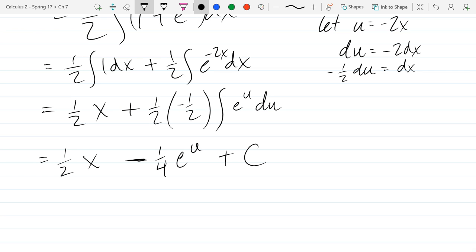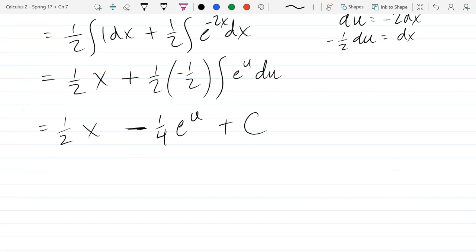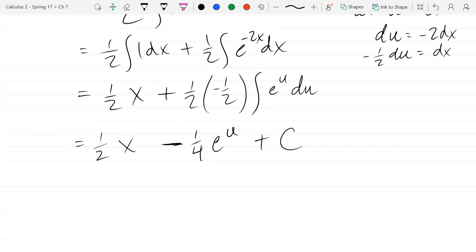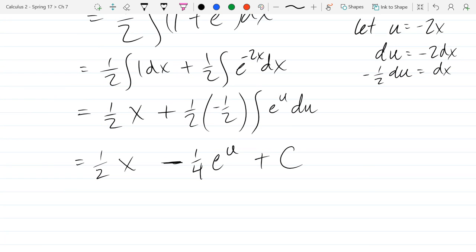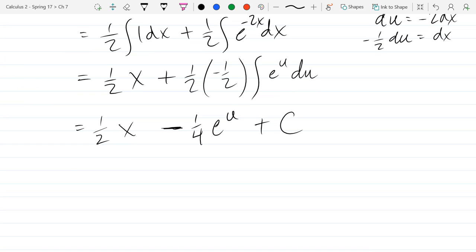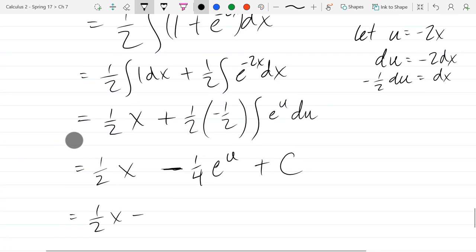This is an actual subtraction sign now. And this is not a good final answer. We are done doing calculus, but why is this not a good final answer? It's got a u. u is something we had to use because we couldn't just figure it out immediately. So we've got to unsubstitute. That is negative 2x.